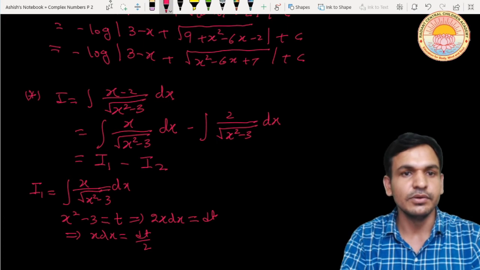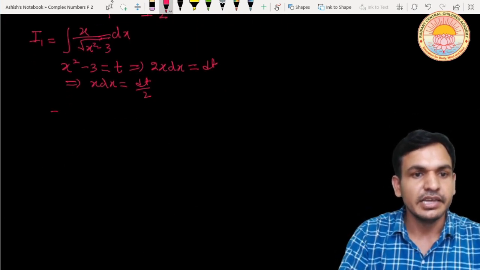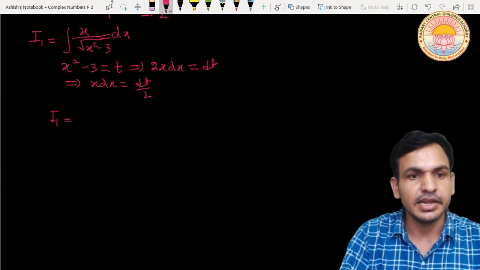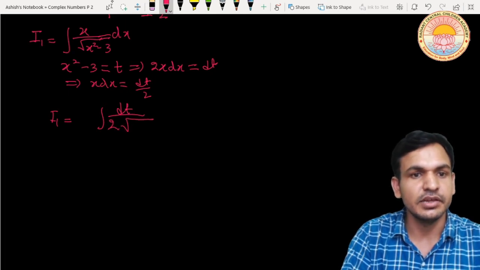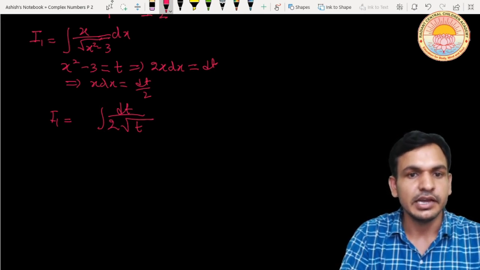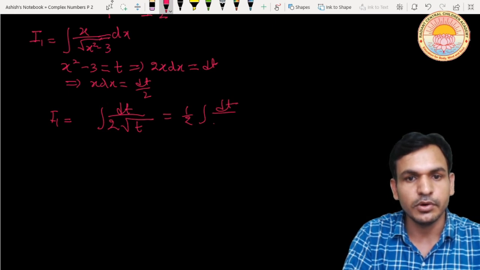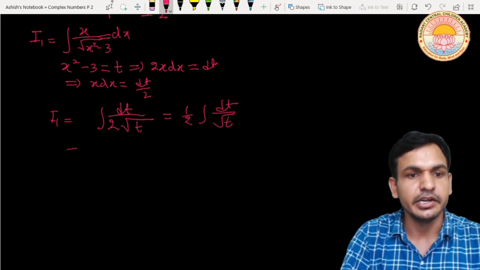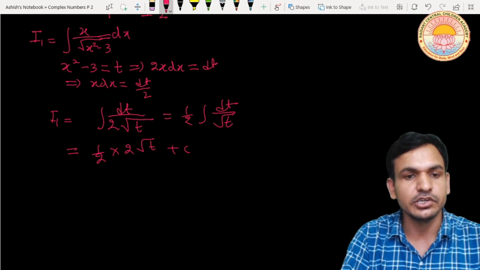So putting this value here in I1, we will get dt upon 2, and in place of x square minus 3 we have t, so it will become 2 root t, and this can be written as 1 upon 2 integral dt upon root t, and integration of 1 upon root t, we know that it is equal to 2 root t. You can verify it on your own, plus some integration constant c.